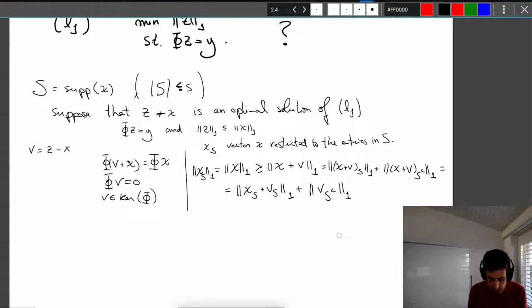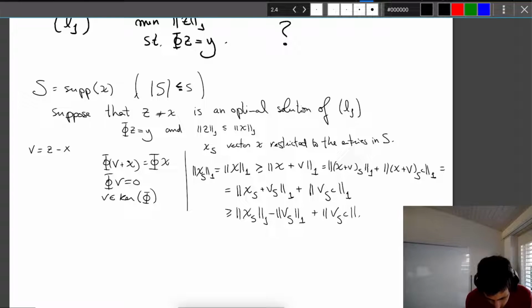So how do I say this? The contribution from this term needs to be positive, the contribution from this term can potentially be negative. So let's bound it by just the triangle inequality. So this is bigger or equal, just by the triangle inequality, to x_S's one norm, minus how much the one norm can reduce by adding something, which is at most the one norm of v in S, plus the one norm of v in S complement. This is just the triangle inequality.